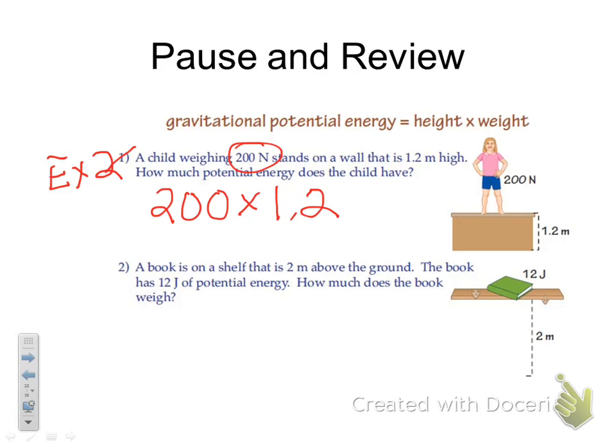Write it out on your paper so you've got examples. All right, what do we got? 200 times 1.2 is what, Carly? 240 joules. Do you agree with Carly?